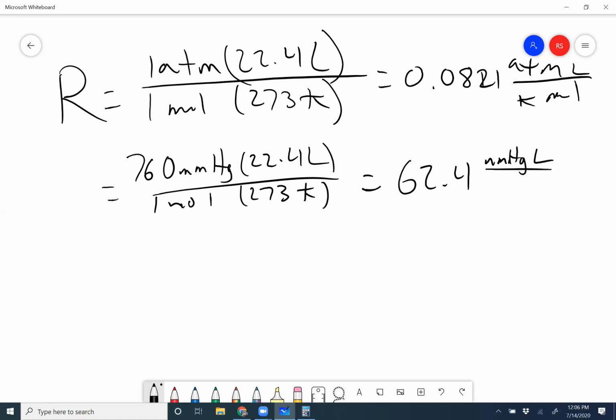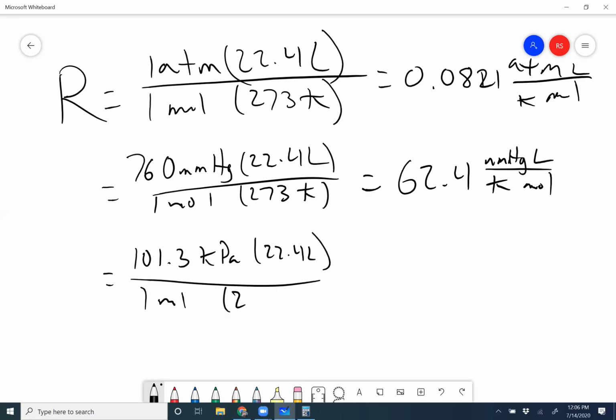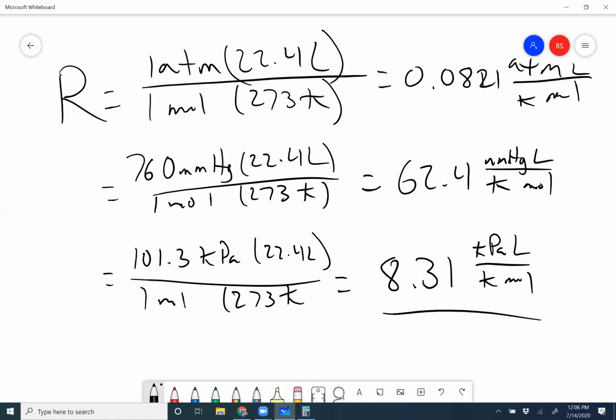liters, Kelvin, moles. And then what you might see a lot as the actual R value, I think your book uses this one, is 101.3 kilopascals, 22.4 liters, all over 1 mole, and then 273 Kelvin. Well, that gives you 8.31 kPa, liters, Kelvin, moles. And so sometimes they will call this the ideal gas constant. But remember, they're all the exact same thing. The only difference is which pressure measurement you use.